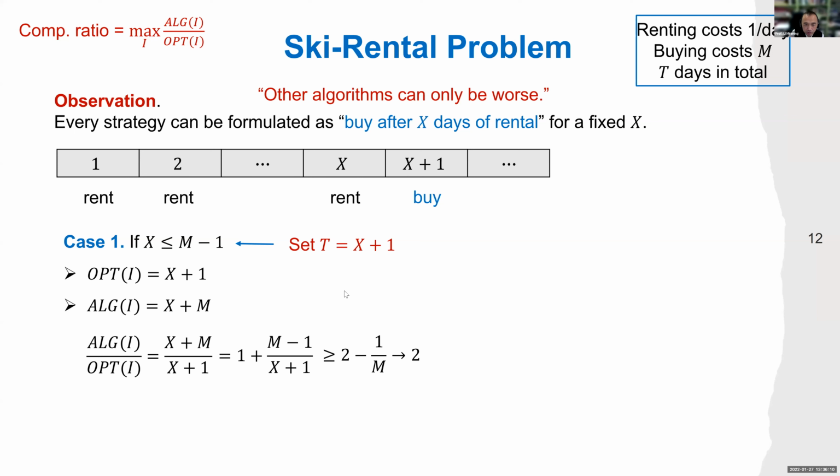Okay, so correct me if I'm wrong. Basically now we say if you rent for m minus 1 days and then buy, this will give you the best ratio.